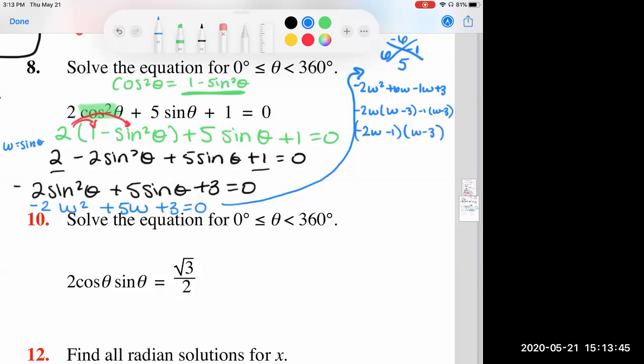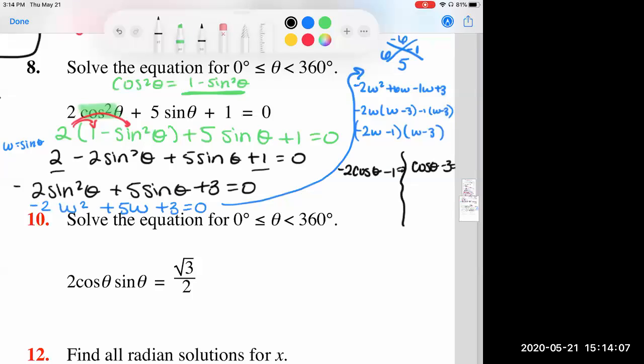Okay, now I can change W's back to sine, not cosine. So we have negative 2 cosine theta minus 1, and I have cosine theta minus 3. Let's solve for each one. Set each one equal to 0.